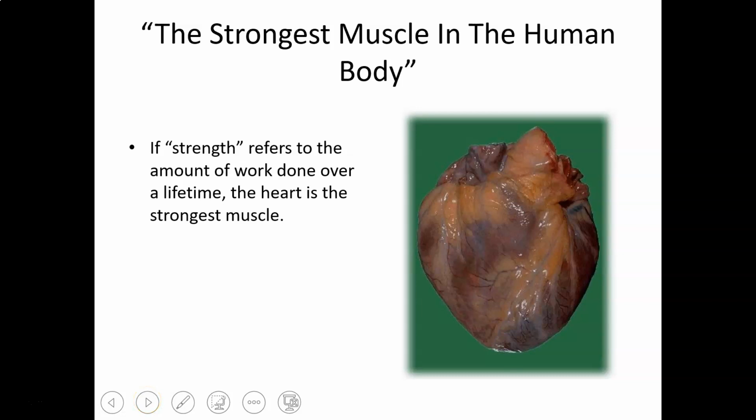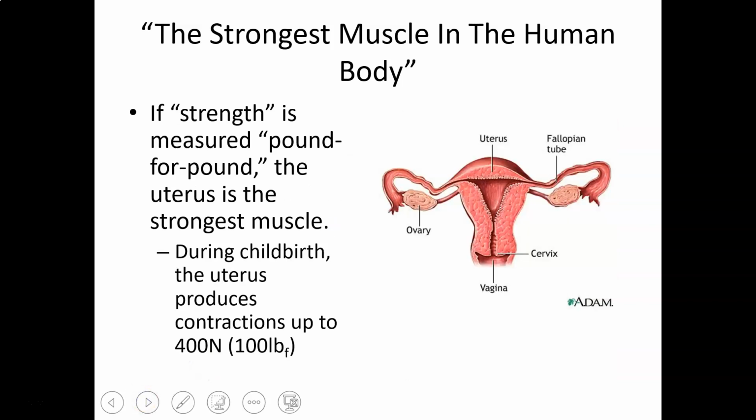If we think about strength as how much work is done over a lifetime, it's the heart. It's always beating. It does a lot of work. It's not even a skeletal muscle. If we measure strength pound for pound, that is, if we equalize for weight, then the uterus is the strongest muscle in the body.